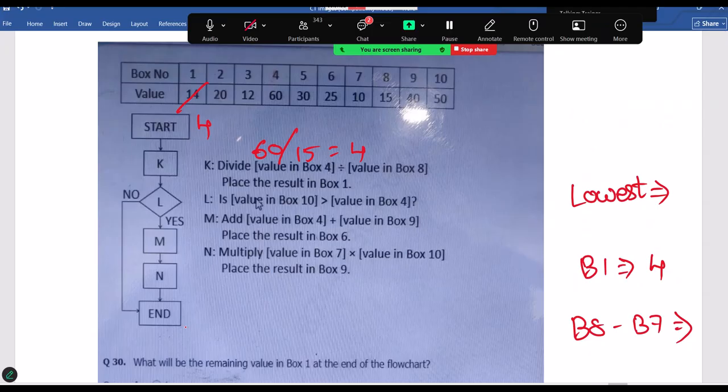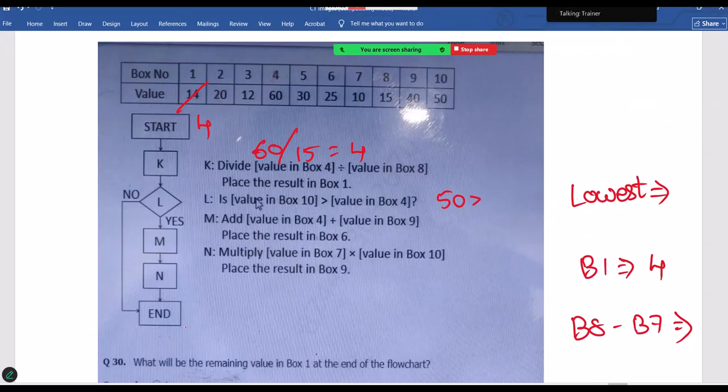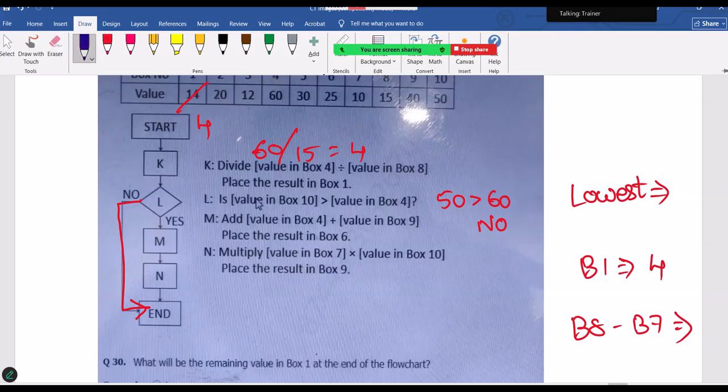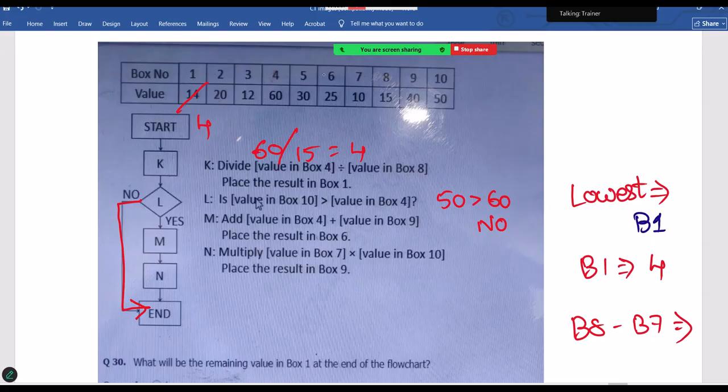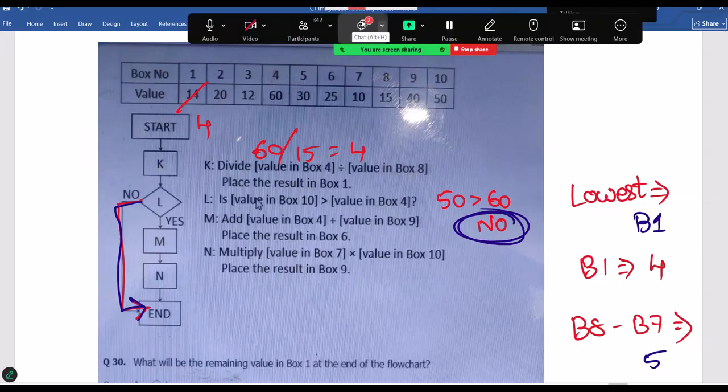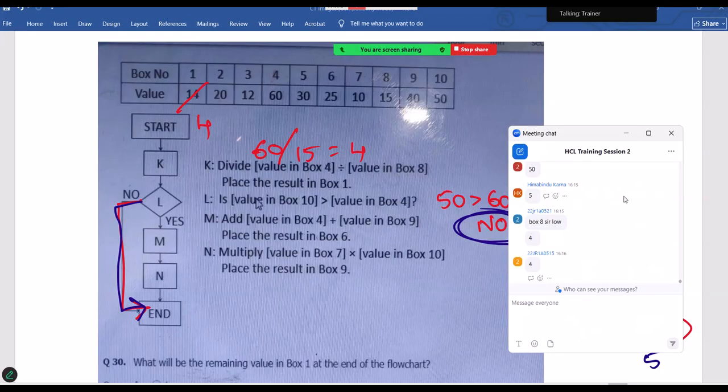Next, value in box 10, 50, greater than value in box 4, 60? No. So direct jump, process end. Process ends here. Now which box has lowest value? Box 1 is lowest. Difference between box 8 and box 7 is 5. Direct jump, you have a lucky chance here. As this is no, 50 greater than 60 is wrong, so we jump to last.